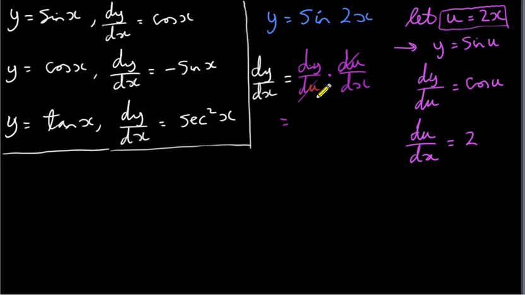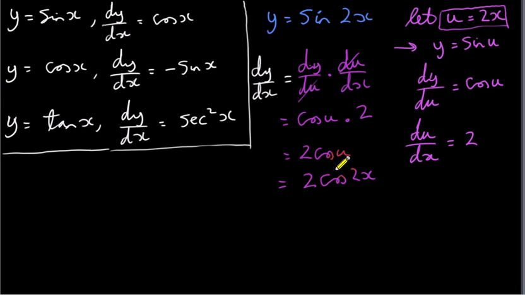So we know that we have to multiply these together. So we have to multiply cos u by 2. Of course, this is not cos 2u, certainly not equal to that. The argument of the cos function is just u. 2 is brought to the front. So we have 2 cos u, and we sub back in for u. u is 2x, so 2 cos 2x.